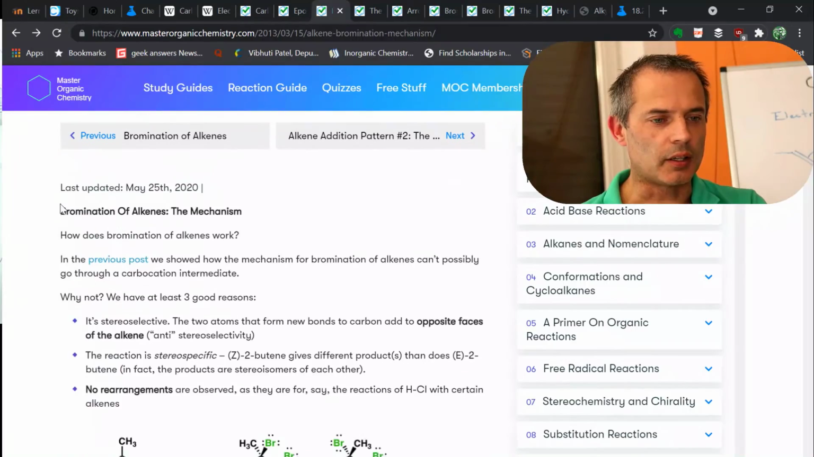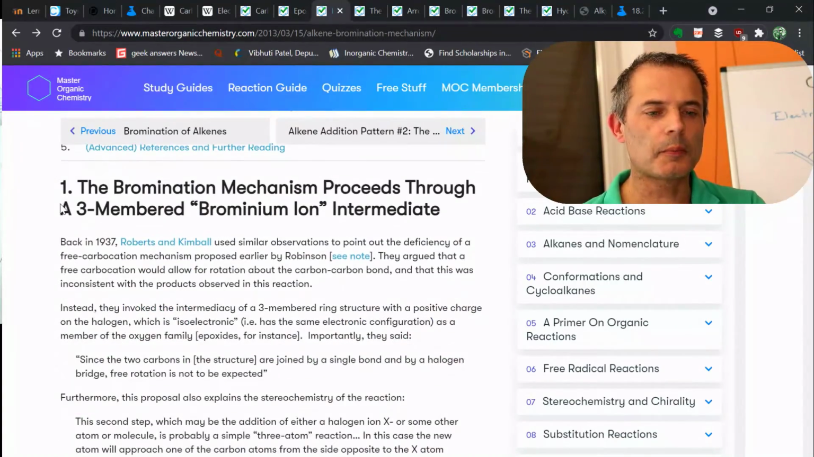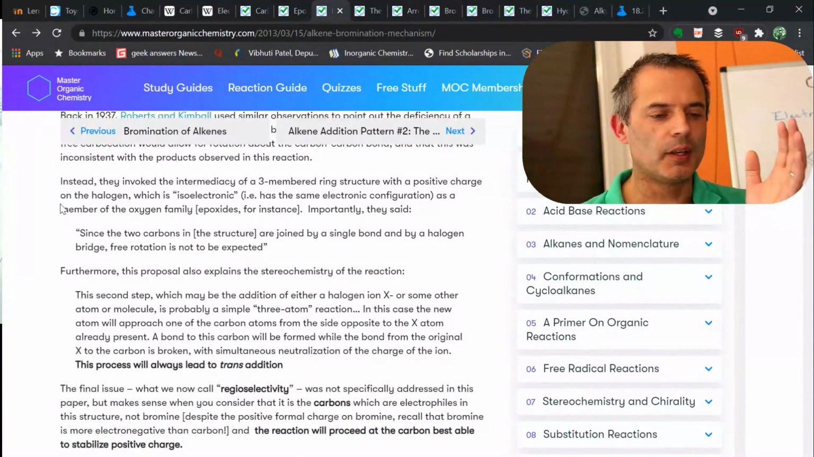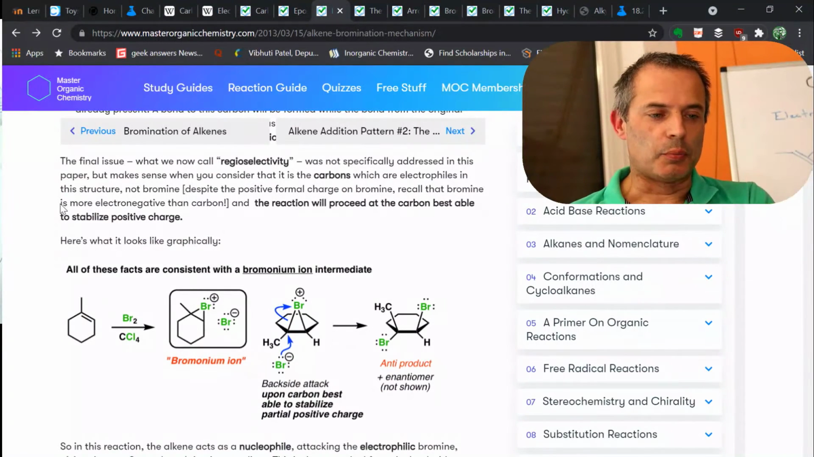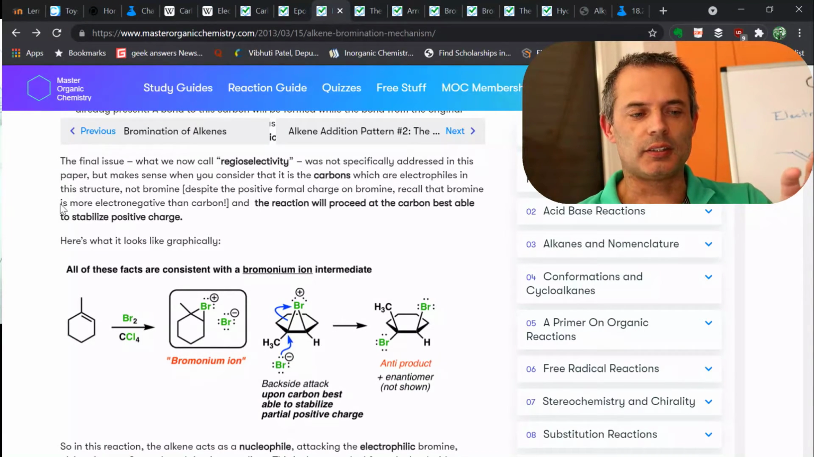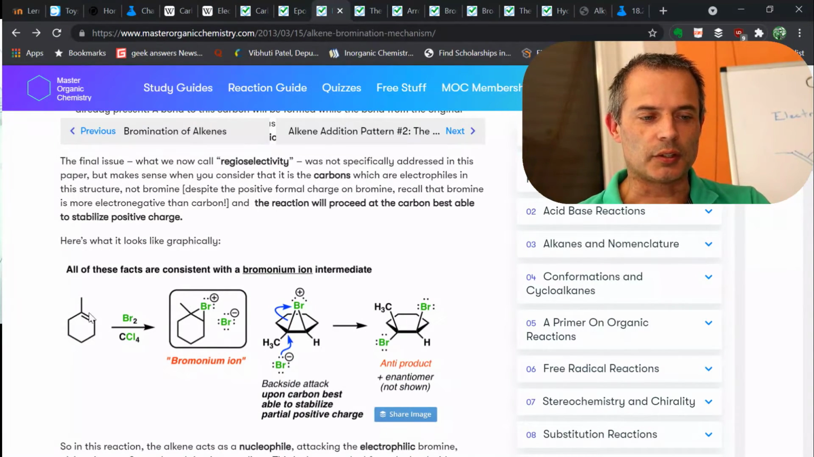So they're recapping again. They do a lot in here. But here is the picture. So we've got our bromine docking onto the top, forming this three-membered ring here, the bromonium ion, and the bromide ion attacks the back. And what they say here is important, that it mostly will attack the carbon best able to stabilize charge.